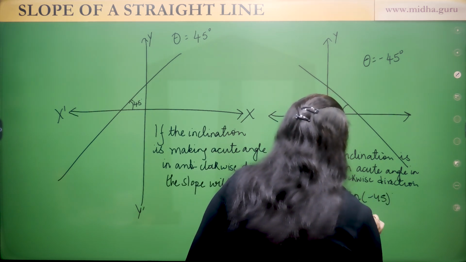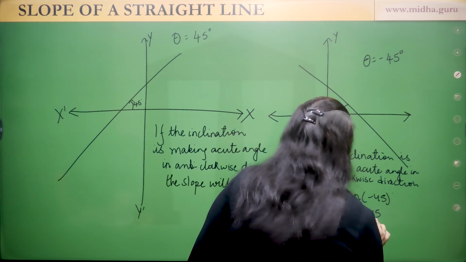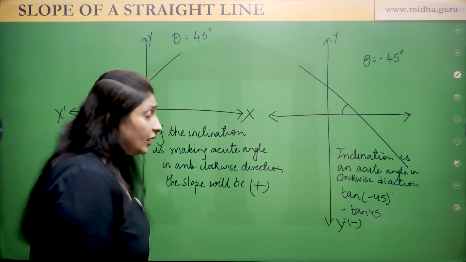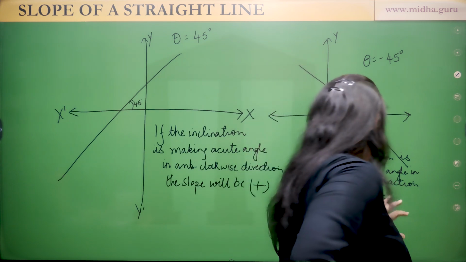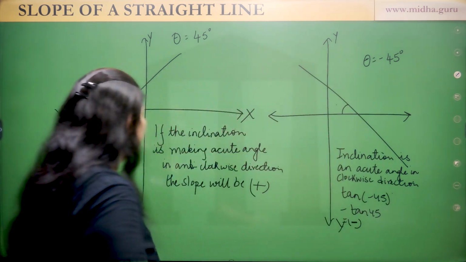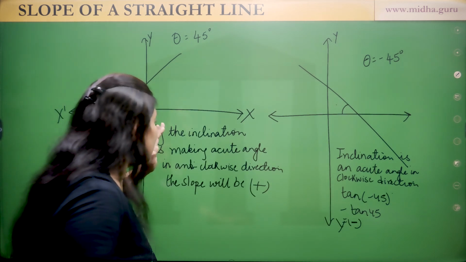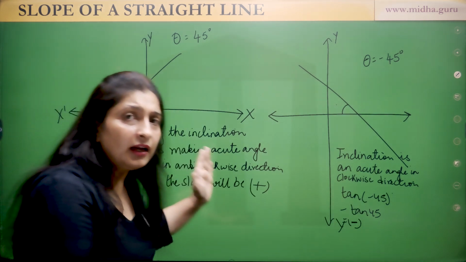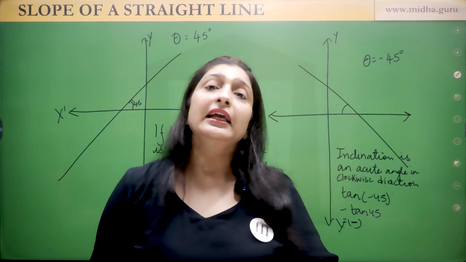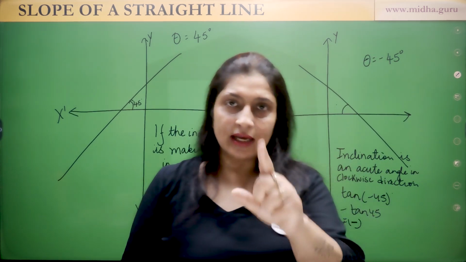So that will be minus tan 45, which is negative, right? We are focusing on the sign here, not the value. So it will be minus. So what we can say from here is the inclination, if it is making an acute angle in the anti-clockwise direction, it is positive, and if it is making an acute angle in the clockwise direction, it is negative.